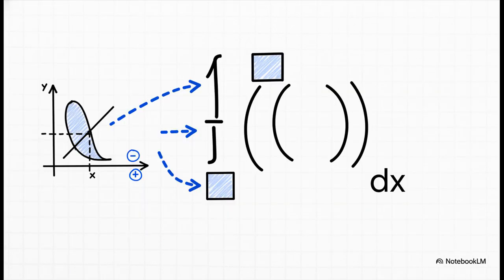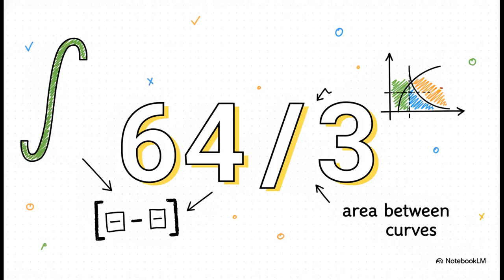Now we've got everything we need to build our integral. We're going to integrate from -2 to 6. And what goes inside? You guessed it, top function minus bottom function, the parabola minus the line. Simple as that. And from here on out, it's just turning the crank on the calculus machine. You find the antiderivative, you plug in the 6, you plug in the -2, you subtract, and what do you get?